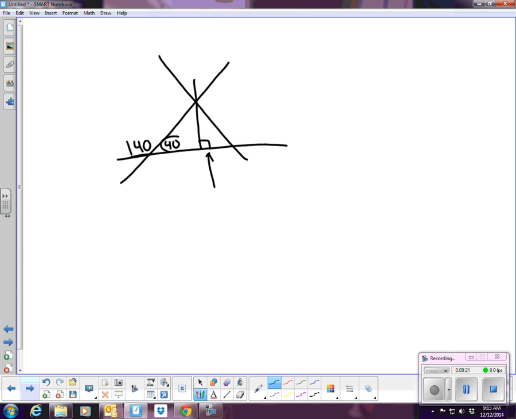If I say this is 72, vertical, that's also got to be 72. So this has got to be 140. This has got to be 40. If this one's 90, this one's 90. A triangle's got to add up to 180 degrees. So if that's 90 and that's 40, together they make 130. So that's got to be 52.